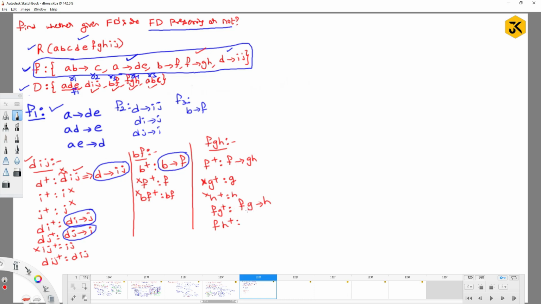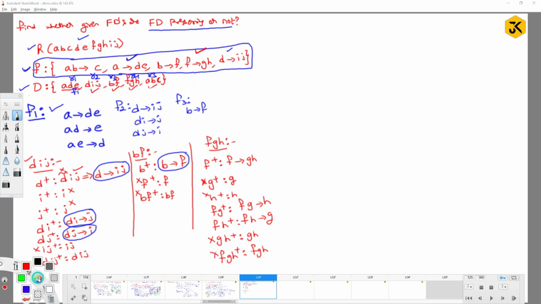FH, guys, how you got FG determines H? From F you will get GH. FG is the left side, so you can get the right hand side. Similarly, FH closure, you are going to get FH determines G. Similarly, if you find out GH closure, you are going to get GH only, so we can eliminate this one. Similarly, if you go with the 3-level attributes, you are going to get anyway 3 attributes, but other things are not there in the relation. We can simply skip this one.